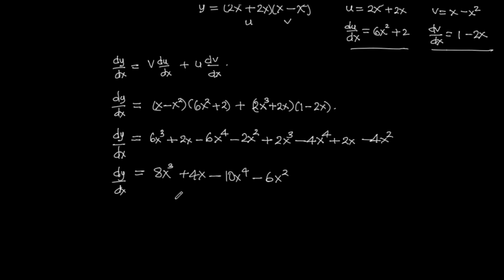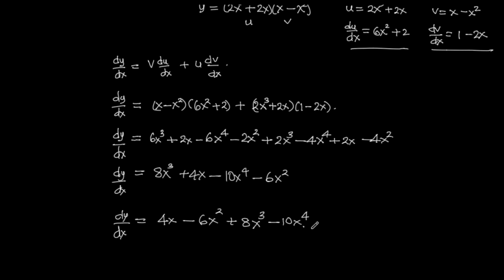At this point we have to rearrange them such that we have descending powers of x or ascending powers of x. Either of the two works. So let's have ascending powers of x, starting with anything with power 1. So dy by dx equals, we write this first for x, and then the next power is x to the power of 2, then the next power is 3. So we have 8x to the power of 3, and then lastly to the power of 4 we have 10x to the power of 4.